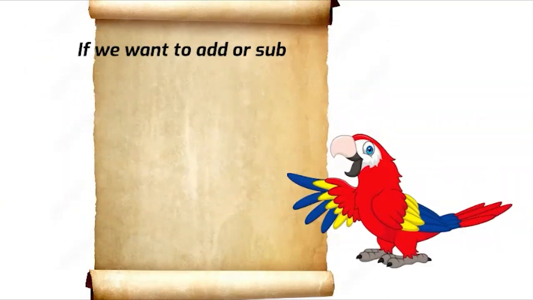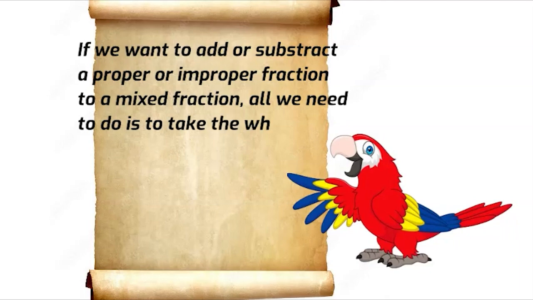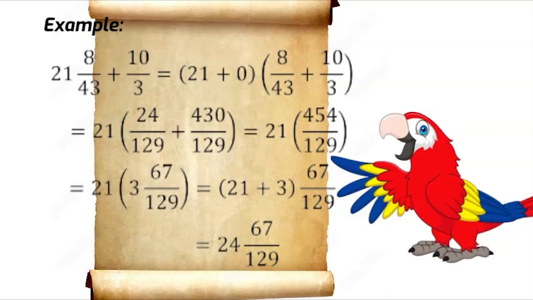If we want to add or subtract a proper or improper fraction to a mixed fraction, all we need to do is to take the whole part as 0. For example, let's add 21 and 8 over 43 with 10 over 3. 21 plus 0 is 21, our whole part. After taking necessary steps, 8 over 43 plus 10 over 3 is 454 over 129.